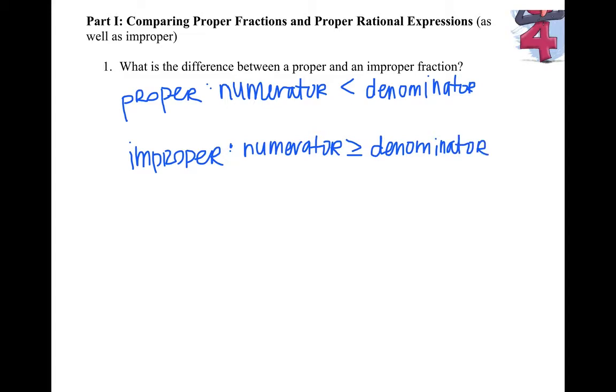So for example, proper would be something like 1/3. The top is less than the bottom. Improper could be something like 5/4. It could be something like 2/2. Those are all examples of improper.